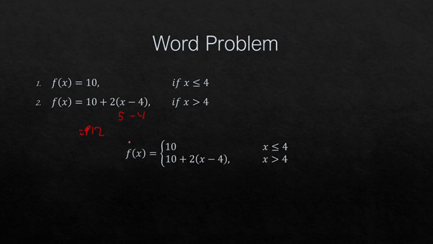So, we can further represent this function into one function only, in one piecewise function. F of x is equals to 10 if x is less than or equal to 4, and 10 plus 2 times the quantity of x minus 4 if x is greater than 4.